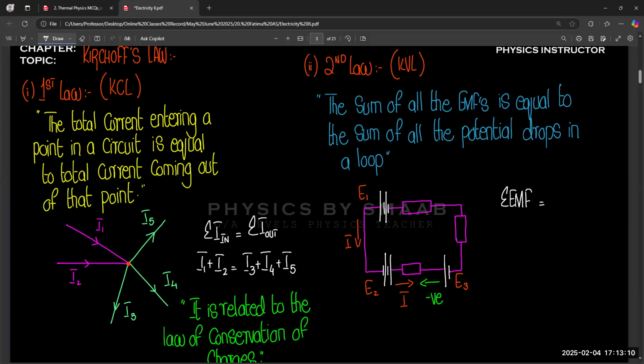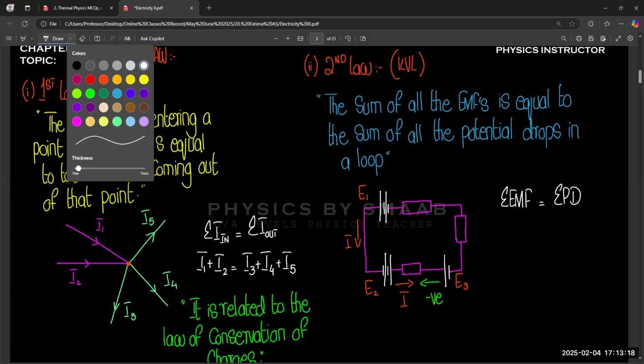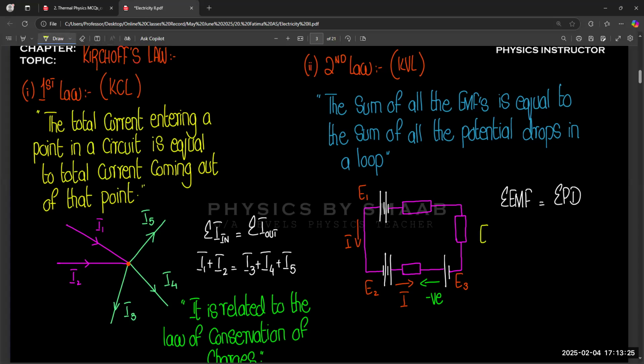So in this whole scenario, we can say that the sum of all EMF must be equal to the sum of all potential differences. Let's suppose we want to write down the values: E1 plus E2, they are supporting each other, but E3 is not supporting, so minus E3 because of the opposite direction. And finally, the values of potential difference will be IR, IR, and IR, like this.